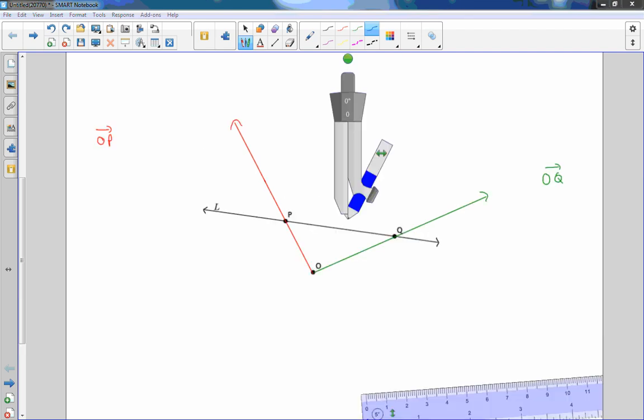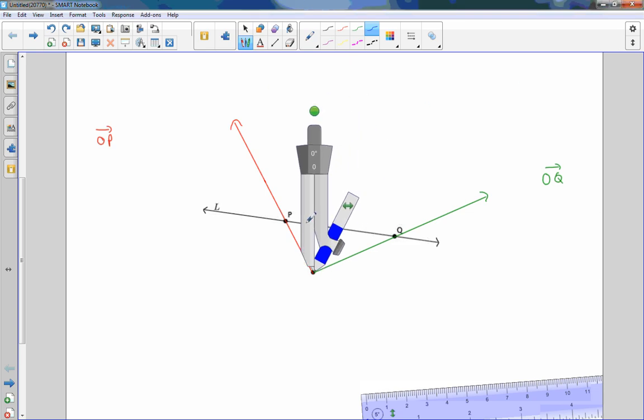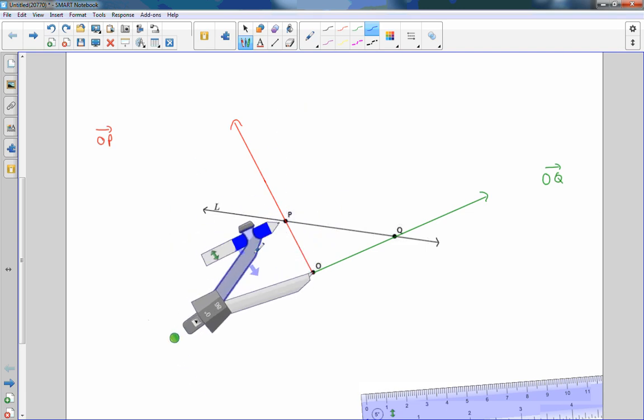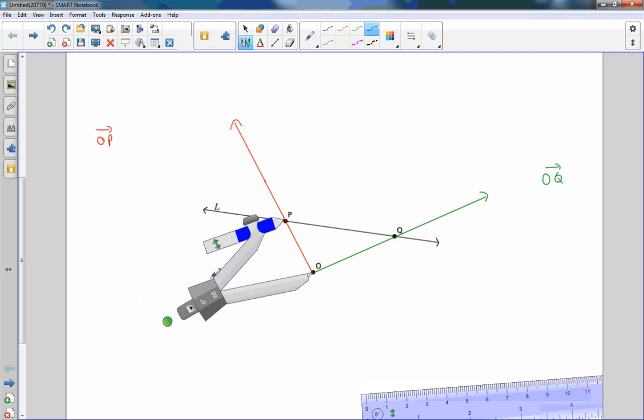Okay, so now I have my compass, and we're going to put the point of the compass on O, open it, and measure how far O is from P. I want to get this as close as possible to P, and it's right about there. Can't get it much closer with the technology here. Okay, so there's my distance from O to P using my compass. It's pretty close.